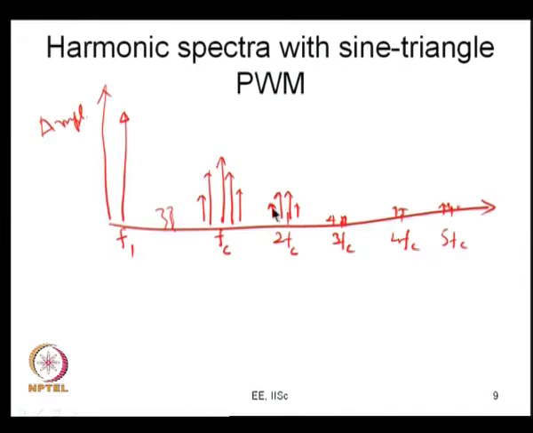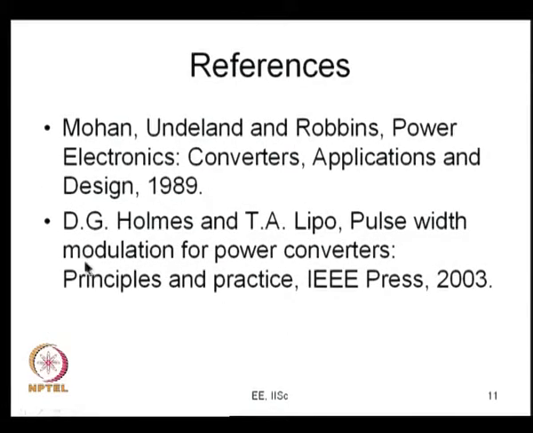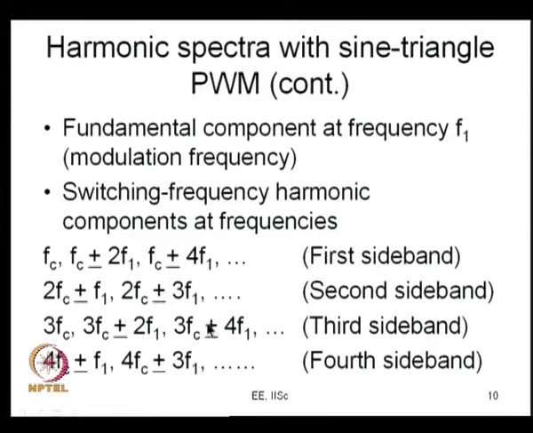So, what are these amplitudes going to be? That is an important question, and you can find that in the book by Professor Holmes and Lipo on pulse width modulation for power electronic converters, which I have mentioned a number of times before in this lecture. The amplitudes are determined using what is called the double Fourier series, and that is out of scope of this course. We will not be discussing this.